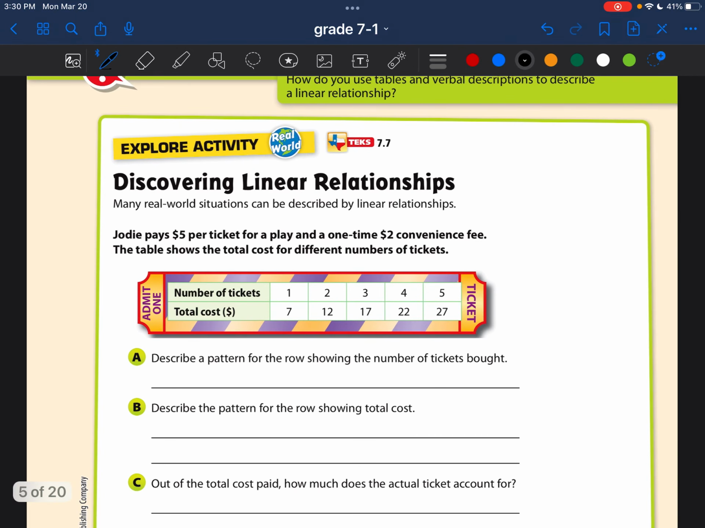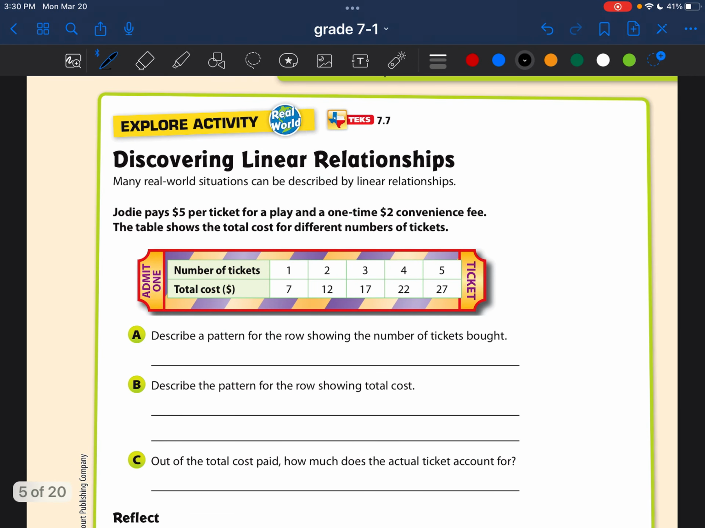Whenever you see a table, I want you to start getting in the habit of writing x and y. Every time you see a table, x and y. So we're going to go ahead and read through discovering linear relationships.